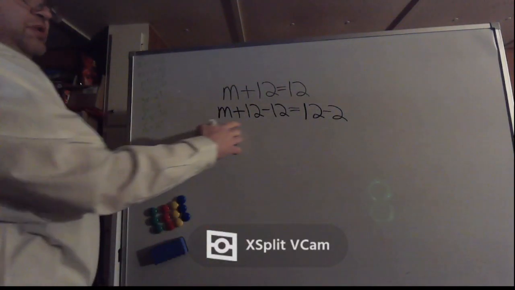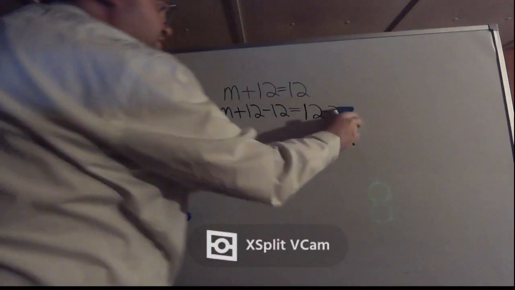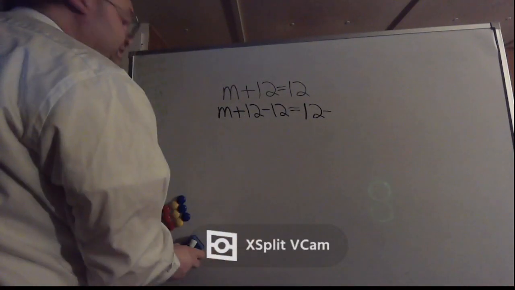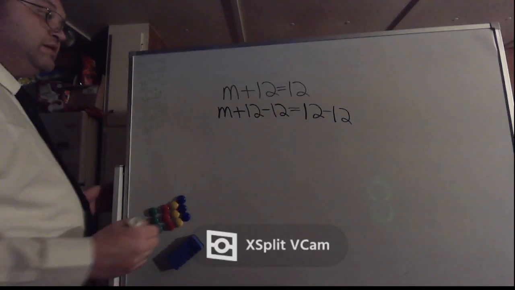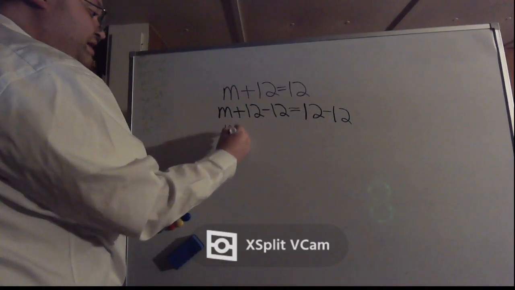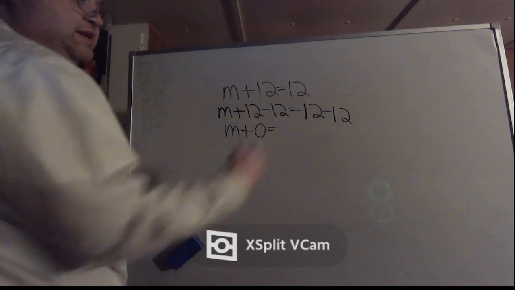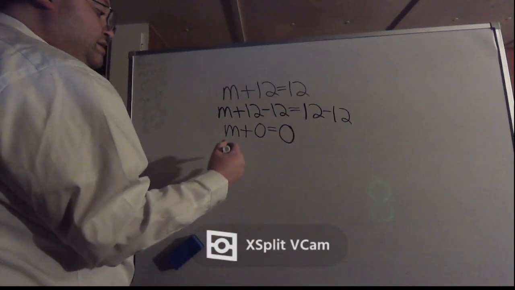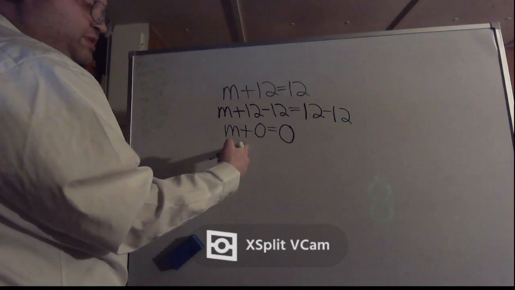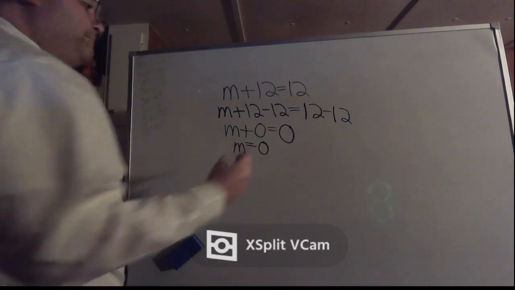So we have m plus 12 minus 12 equals 12. Whoops, that should be 12, not 2. Equals 12 minus 12. Okay? Well, that's going to leave you with m plus 0 is equal to, was 12 minus 12. Any number minus itself is 0. Which plus 0, again, any number plus 0 is itself. We got m is equal to 0.